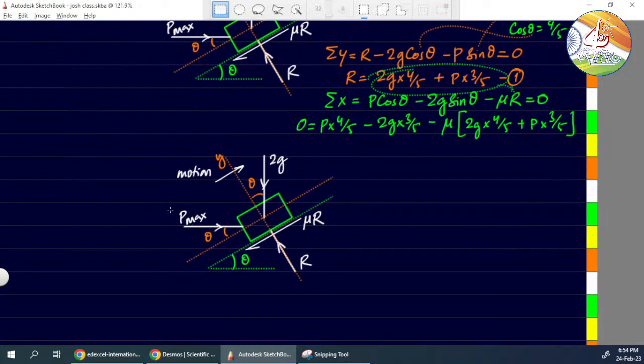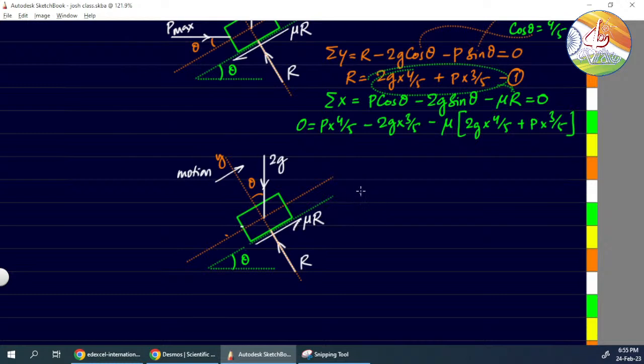So if there is no force here, let's remove it, then the object is just about to slide downwards. That means friction will be acting in which direction? Upper direction, yes. Friction will be acting in the upper direction. So in this position, it is just about to slide downwards. With this information, we can find the coefficient of friction.